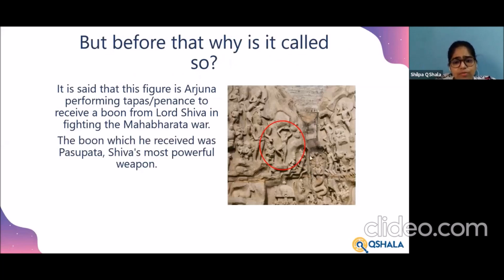is basically Arjuna. One of the most believed theories is that this sculpture is basically Arjuna. He is performing a tapas, or a penance, to receive a boon from Lord Shiva for fighting the Mahabharata war. So before he fought the Mahabharata war, he came to this place and did his penance, and that's how he received the Pasupata, which is the most powerful weapon of Shiva's, right?